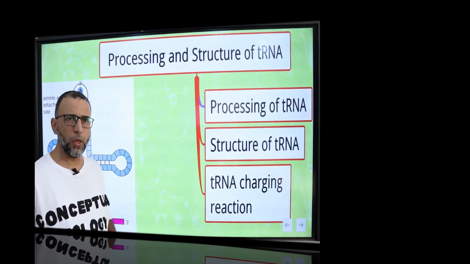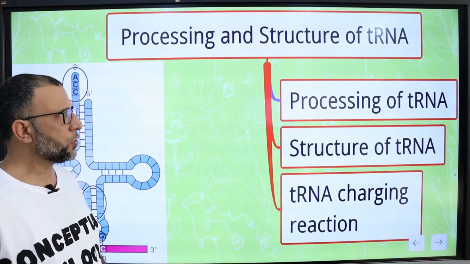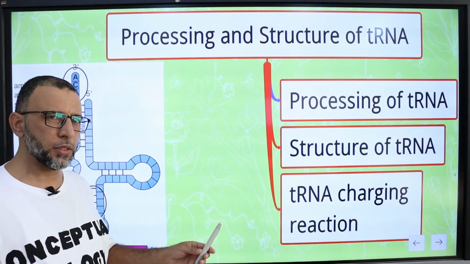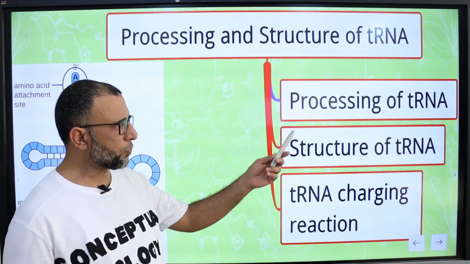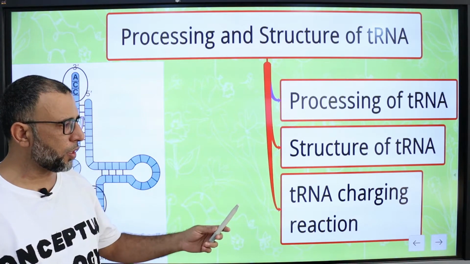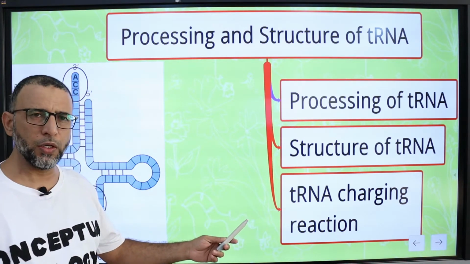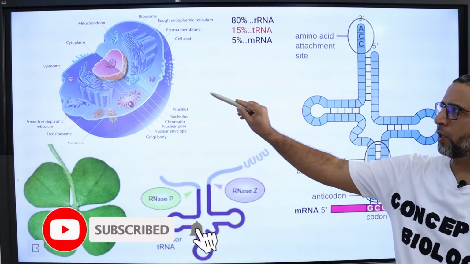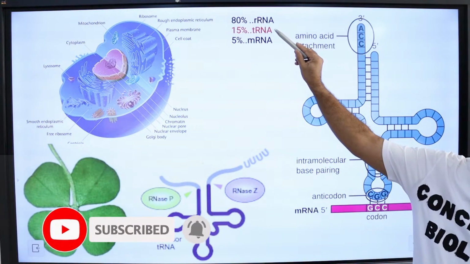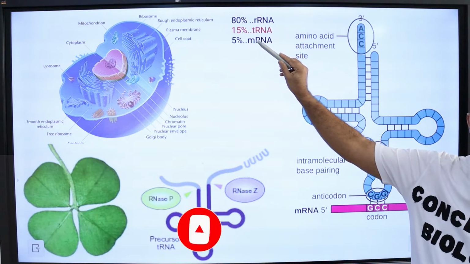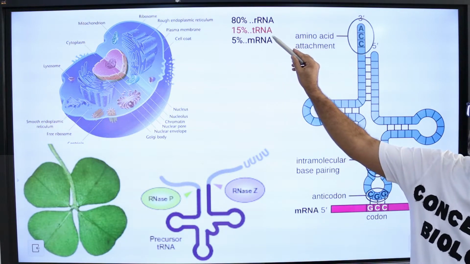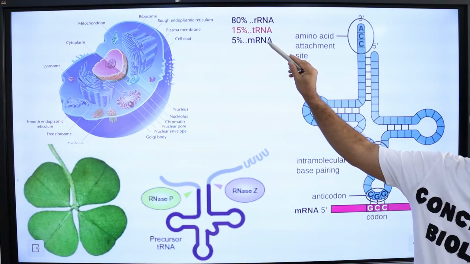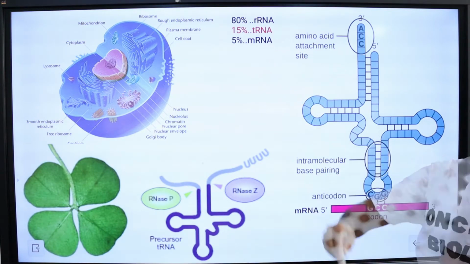In this lecture, we are going to talk about processing, structure and charging of transfer RNA. Main points of the lesson are processing of transfer RNA, structure of transfer RNA and transfer RNA charging reaction. In a typical mammalian cell, approximately 80% of total RNA is ribosomal RNA, 15% is transfer RNA and protein coding messenger RNA constitute a very small portion, that is 5% RNA.